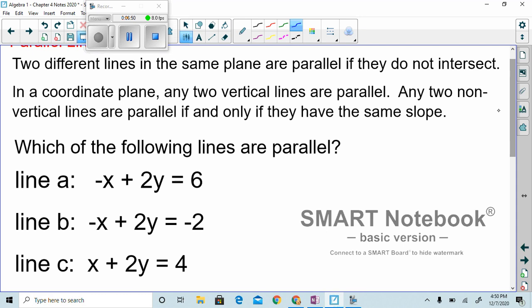Looking at lines A, B, and C, which of the following lines are parallel? Well, I can't do anything with this problem until we write them into slope-intercept form. So I want you to take a moment and solve for y. Then we can compare the slopes. That's where we're going to pick up in class.